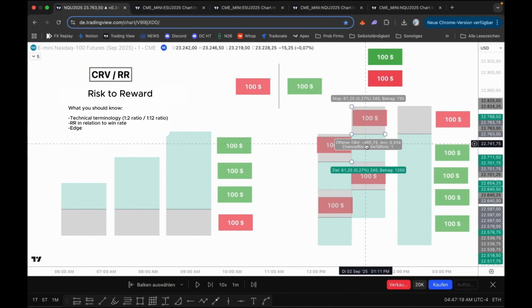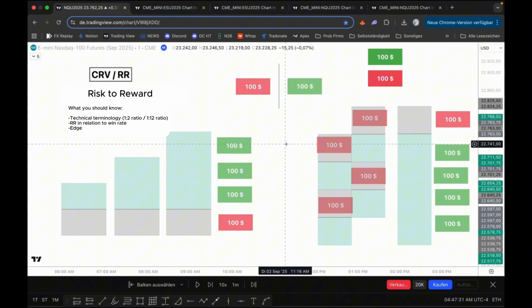However, if you now hit a take profit at a 1-to-1 ratio, that means you put your risk on the table once and make $100. If you then lose the next 4 trades, you end up at minus $400. If you win one trade at a 1-to-1 ratio and lose the other, you would be break even. This means that with a 1-to-1 ratio, you would need a 50% win rate.